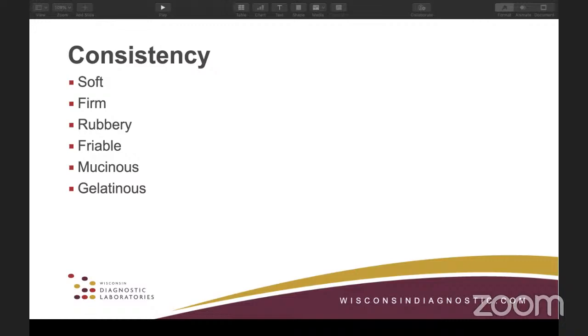Mucinous, so it's full of mucin. Think of an ovarian tumor, your mucinous cystadenoma. That's mucinous. Gelatinous, again, it looks like gelatin, like jello. So these are all good words that you can use in your gross description to describe tumors or other structures as well.